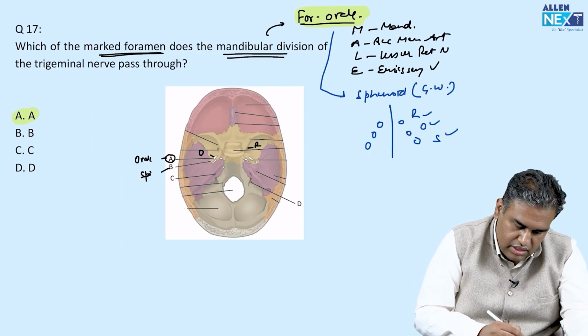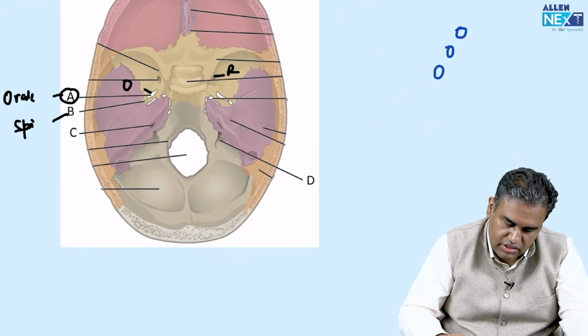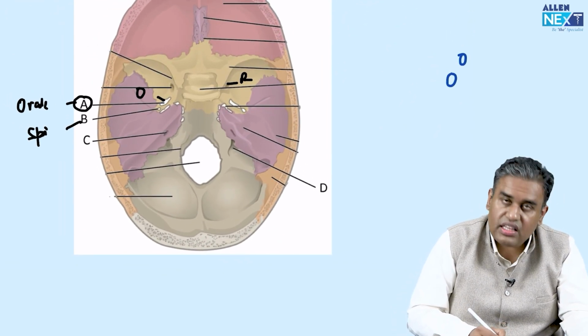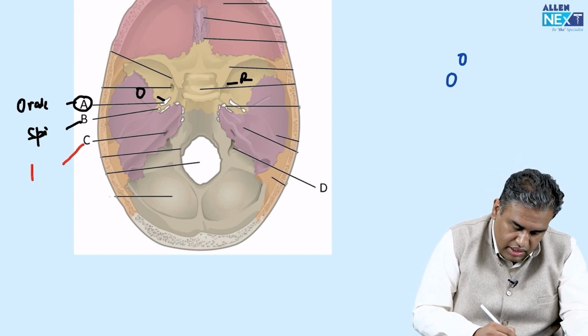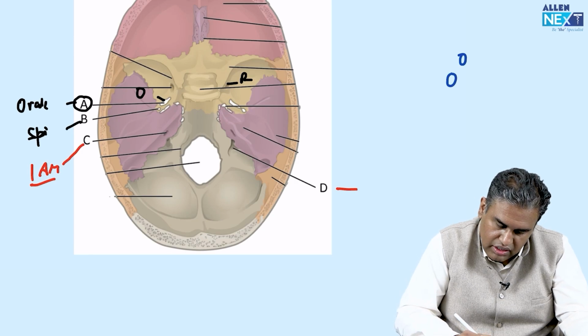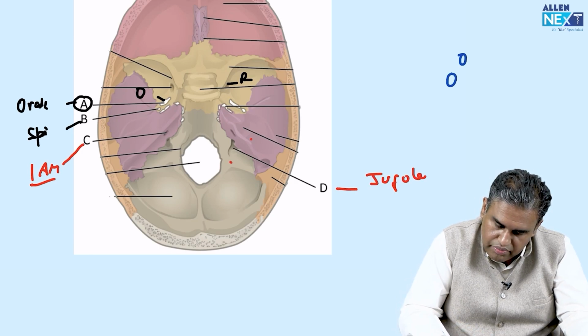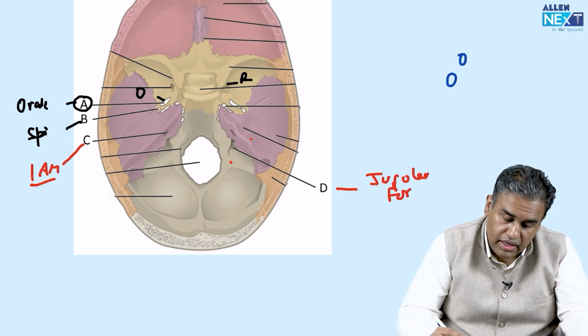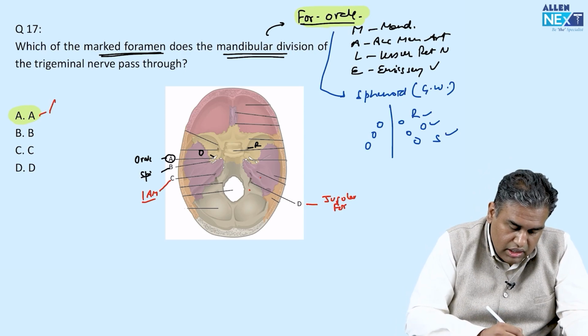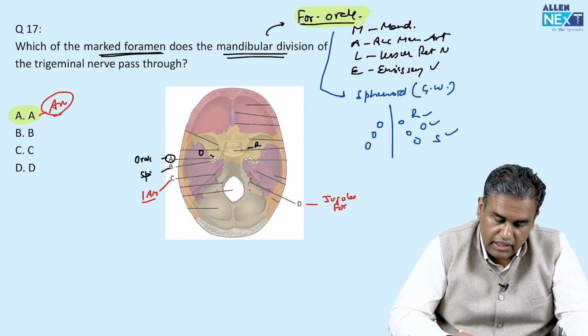First, let us mark the answer, then let us look at the image once more. What are the other options over here? Option C is a foramen in the petrous part of the temporal bone, that is the internal acoustic meatus. And option D is a foramen between the temporal bone and the occipital bone. This is the jugular foramen, right? So these are the foramina which you should know. Identify the foramen ovale. That is our option A. It will be our answer.